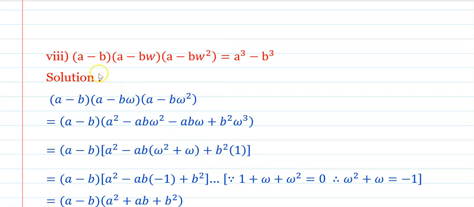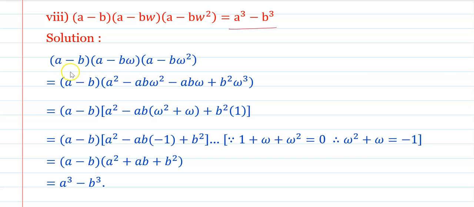Okay, next in bracket (a − b) into (a − bω) into (a − bω²), and that's equal to a³ − b³. Now multiplication, keep the first bracket as it is. Next, the multiplication of these two brackets: a into a, you will get a², a into −bω², that is −abω². Okay, and the next is −bω into a, −abω, and −bω into −bω², minus minus will become plus b² into ω³.